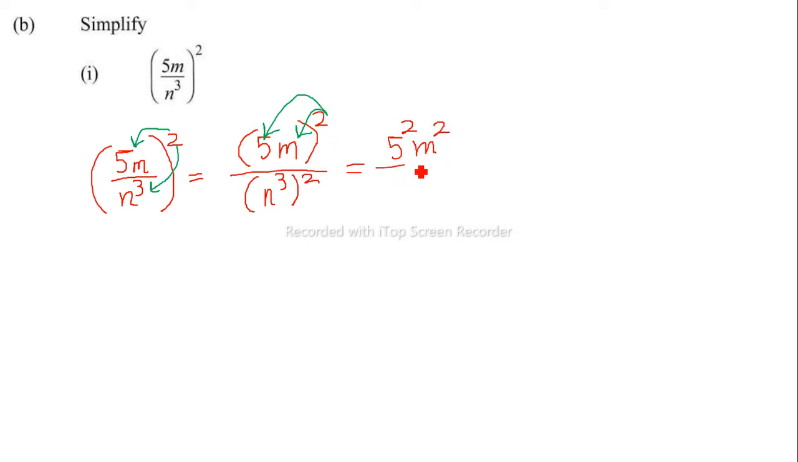Divided by, well, when we have a power on the inside and a power on the outside, what are we going to do with the powers? Multiply them. Multiply the powers. So what is 3 times 2? 6. Very good. So this is n to the power of 6. Next up, what is 5 squared? 25. Yeah, because 5 squared equals 5 times itself, 5 times 5.